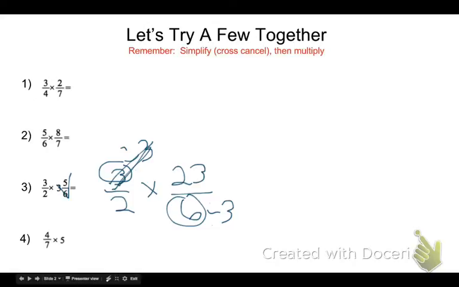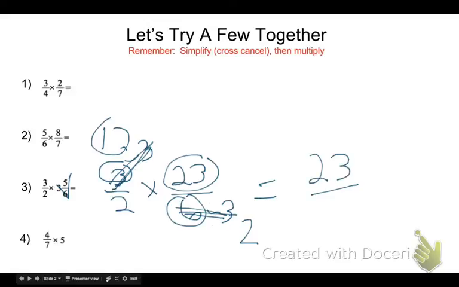3 divided by 3 is 1. 6 divided by 3 is 2. I'm going to check the other direction to make sure I can't cross-cancel that way as well. 23 is not an even number, and the only thing that makes 2 is 2. So they do not have a factor in common. I go ahead and multiply straight across. 1 times 23 is 23. And 2 times 2 is 4. You will notice that this is an improper fraction. The numerator is larger than the denominator.